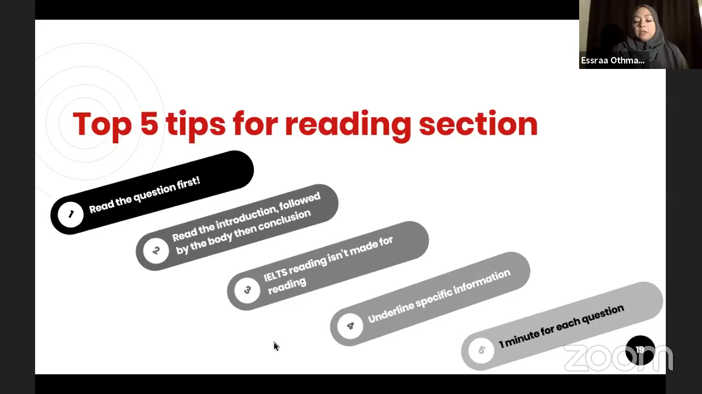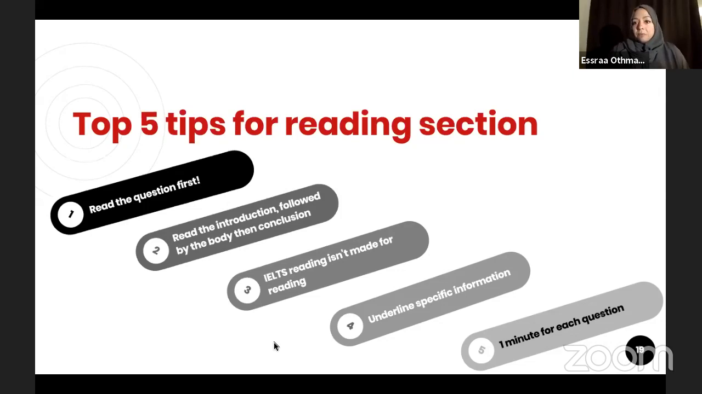If you have spent more than a minute on a certain question, leave it and move on to the next one. Because every extra second you spend on that question is a waste of seconds that you should spend on another question that you might find its answer faster. Okay, so time management is the key here. You have to be careful with your time and manage it properly.